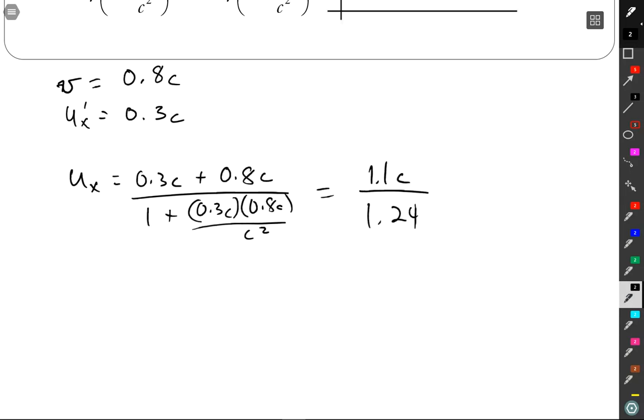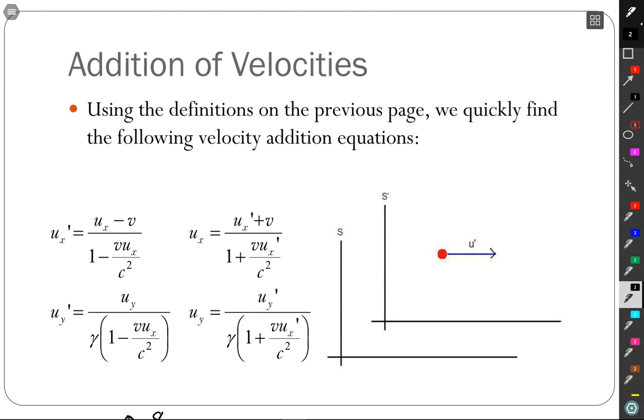I'm sorry, I've got to do it. 1.1 divided by 1.24 would be 0.89c. So that's how velocities add in the x direction, which is parallel to the motion. I will finish this next week to calculate these here.